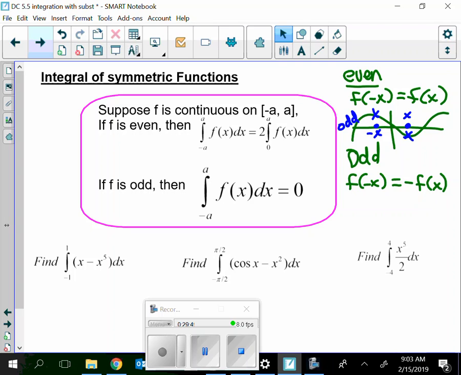It's right here. You plug negative x into that function. If you get exactly the same thing, it's even. When you plug in a negative x and you get the opposite, it's an odd function. You're welcome. So now it's not quite as nice when it's even. You still have to do the integration.